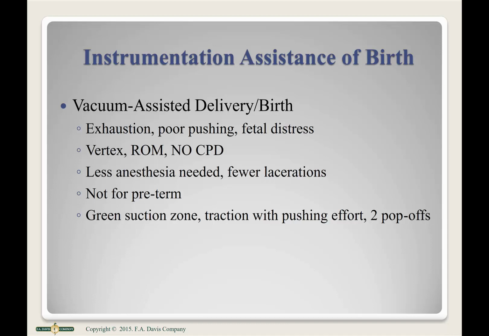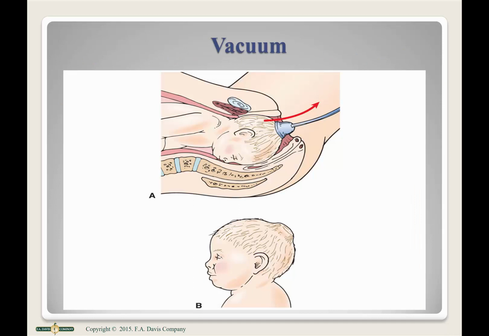And mom has to be vertex. She has to be ruptured of membranes. There can be no CPD, cephalopelvic disproportion. We have less maternal trauma using the vacuum because actually the head needs to be a little bit lower for us to apply it than it does for the forceps. But as I showed you, we pump up that suction and it can only be in the green zone, and we apply gentle traction with pushing efforts. And like I told you, the physician has 2 pop-offs and they're done. So that's your job to make sure that that's being followed.